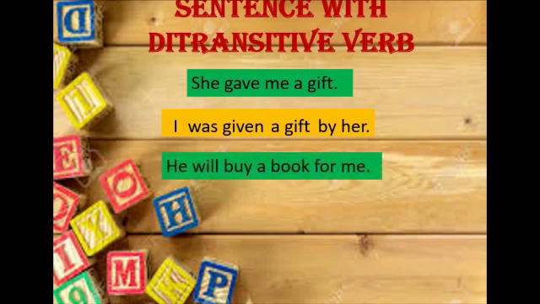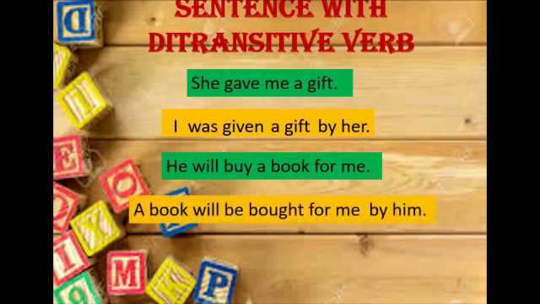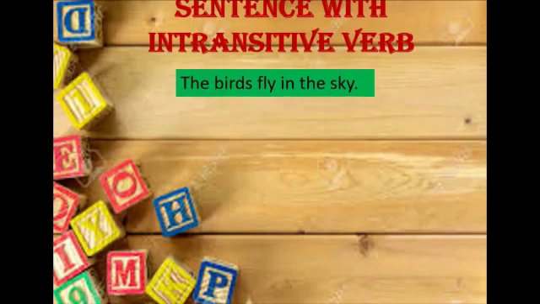Let's see another example. He will buy a book for me. So here, a book will be bought for me by him. So here a book is just after the verb. We have taken this as the subject now. We have written this object in the place of the subject. So you have to be very careful about this thing: the object which is near the verb is going to take the place of the subject in passive voice.